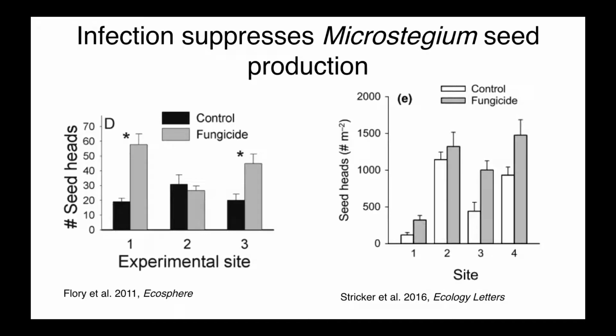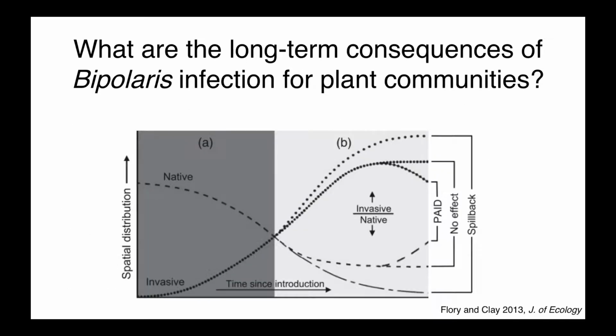So that seems promising that this invasive species could be suppressed by fungal infection, but the invasive species produces a lot of seeds, so we're not sure if this actually matters in the long run. One of our main questions is, what are the long-term outcomes of this Bipolaris infection on Microstegium and the plants that it co-occurs with? So the beginning half of this is showing what you typically think about in an invasion, where the invasive species is increasing its spatial distribution or population size over time, and the native species is decreasing.